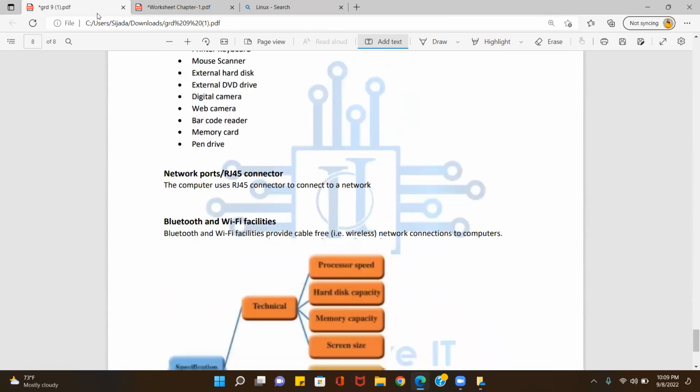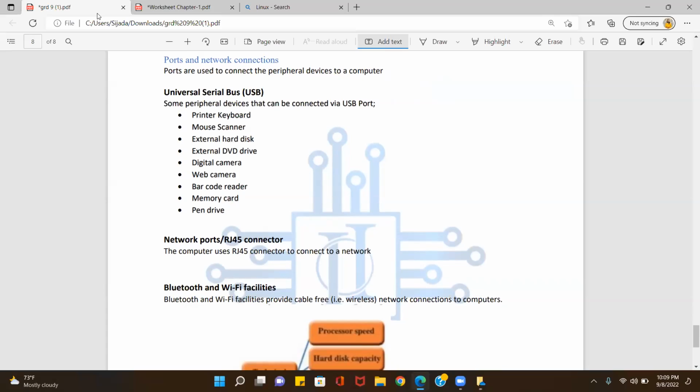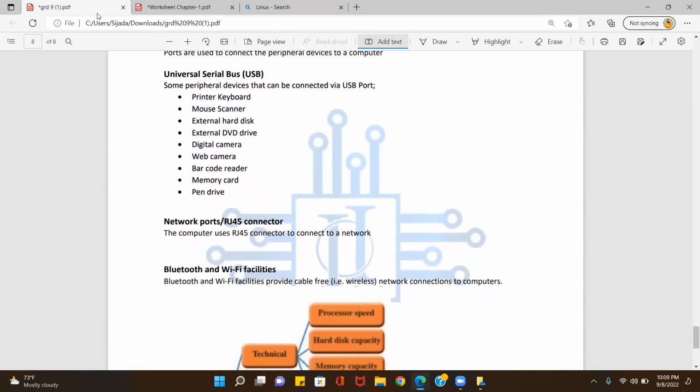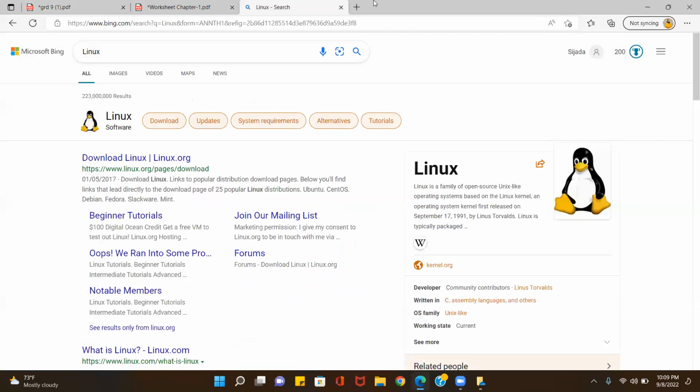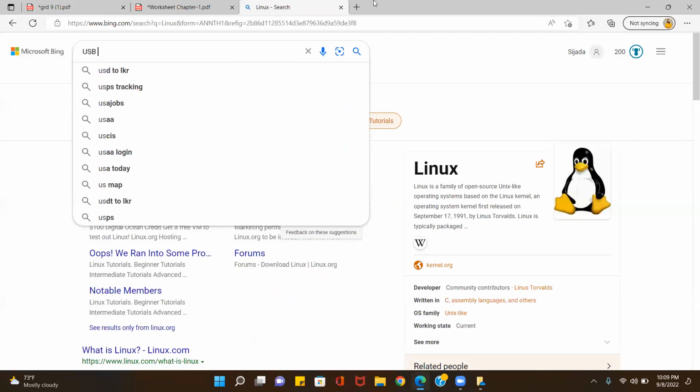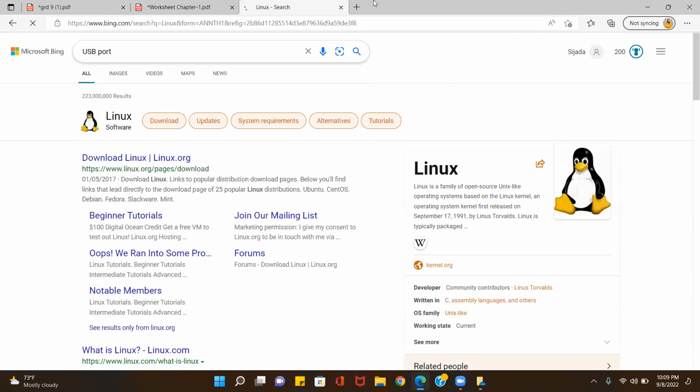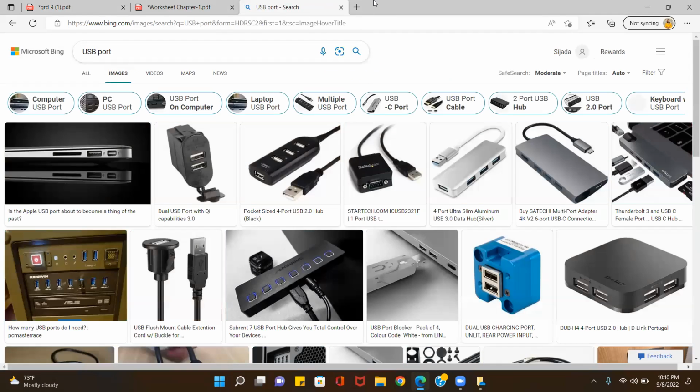Any questions, any doubts? Okay, then the last part is ports. Apart from the VGA card and sound card, there are other ports you should check whether your computer has, such as USB port, RJ45 port, and Bluetooth and Wi-Fi facility. Now, I'll show you what a USB is. You all must definitely know a USB port. I don't have to explain what a USB port is.